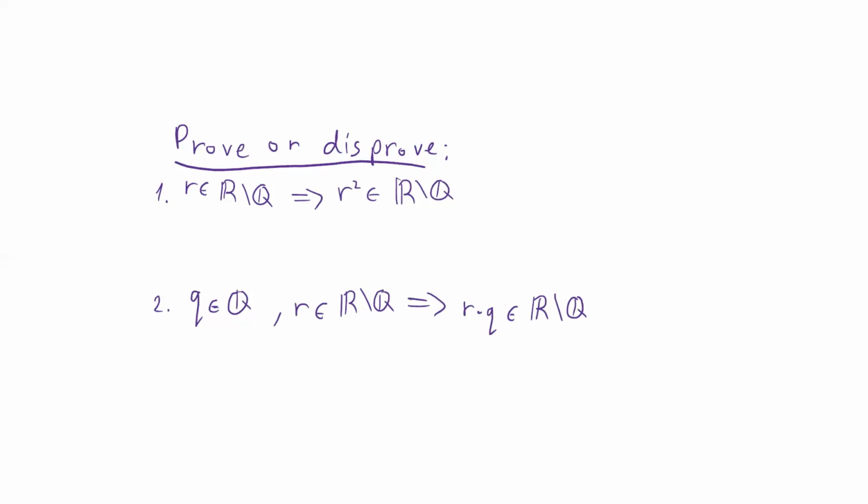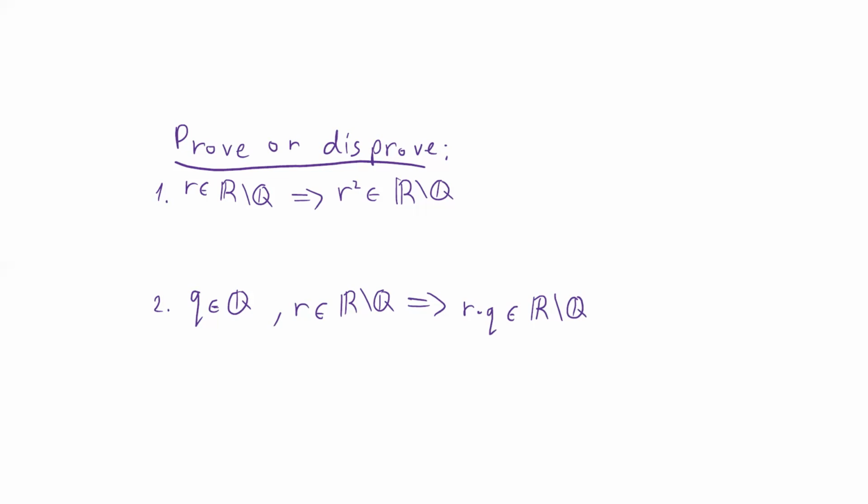Now let's see how to use what we learned now and what we learned in the video on negation of statements in order to prove or disprove several statements. We begin with statement number 1. If r is irrational, then r squared is irrational. So first of all, we ask ourselves if this is true or false. Intuitively, it is false. Why, if something is irrational, its square should also be irrational? We don't think it makes sense.